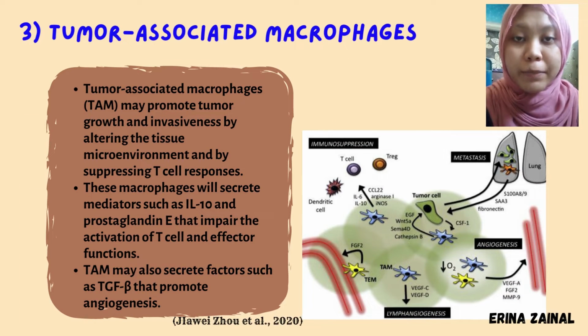Next, the mechanisms of tumor evasion also involve tumor-associated macrophages. They may promote tumor growth and invasiveness by altering the tissue microenvironment and also by suppressing the T-cell response. These macrophages will secrete mediators such as interleukin-10 and also prostaglandin E that impair the activation of T cells and also their effector function. Moreover, tumor-associated macrophages also secrete factors such as transforming growth factor beta that promote angiogenesis or tumor growth.